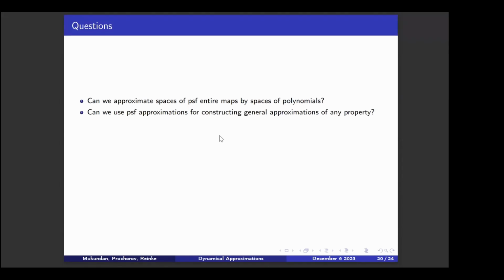The second question is, can we use PSF approximations for constructing general approximations of any properties? I mentioned at the beginning of the talk that PSF maps are important in studying the parameter spaces of entire maps. If you perturb a PSF map, for example, often very nice things happen. So can you use perturbation theory to produce approximations of hyperbolic maps or parabolic maps using PSF approximations? That is one question that I am studying.